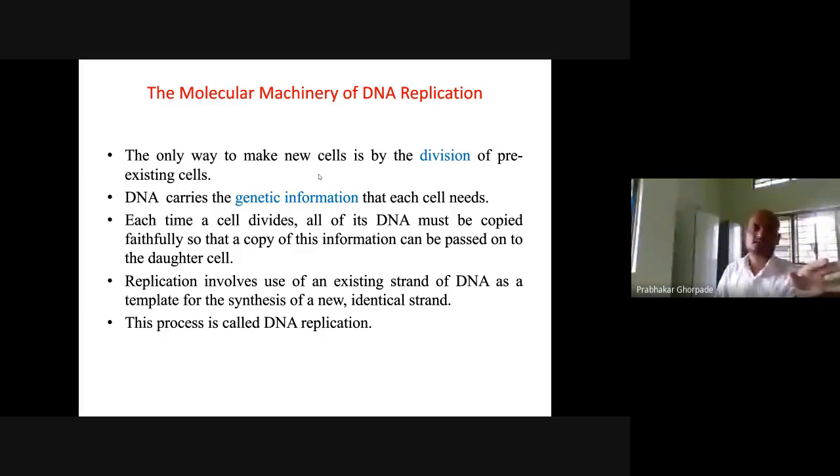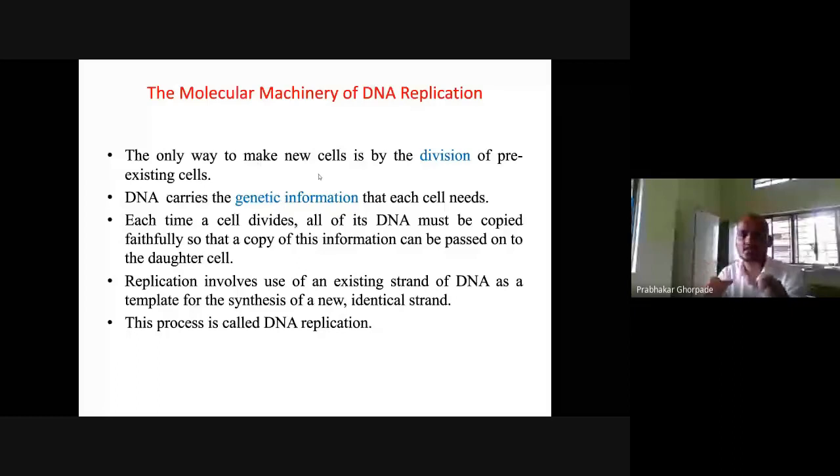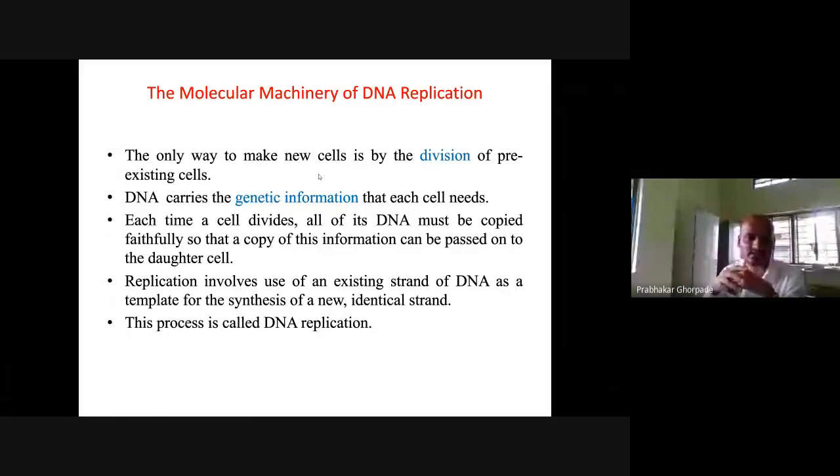So DNA replication has to be a very faithful event, right? We don't want our DNA to get replicated with errors. So in the future generation, the progeny shouldn't have this mutation, or if it is a cow, the future calves shouldn't have the mutation. So a faithful replication should be there.